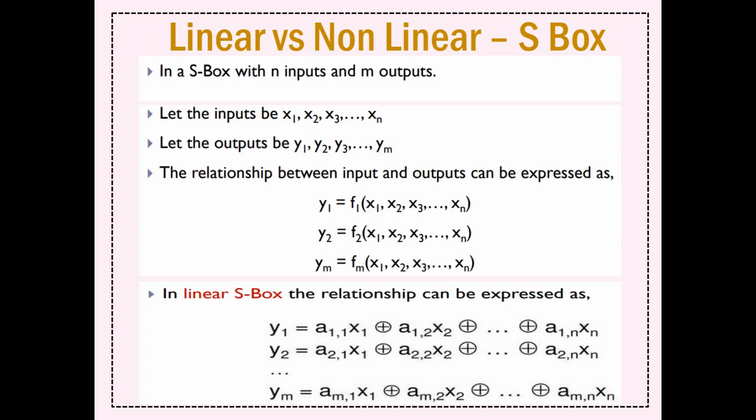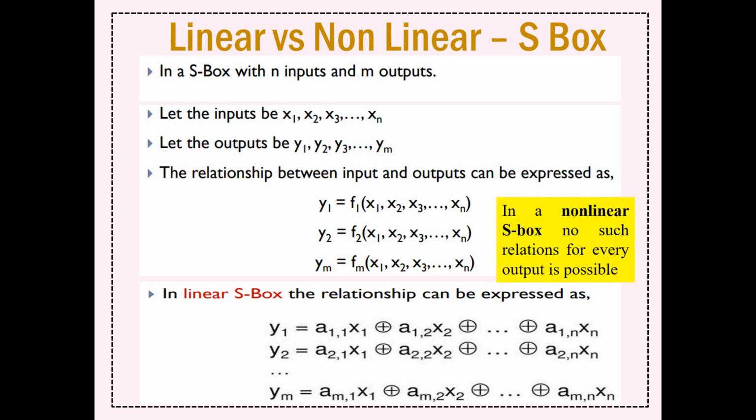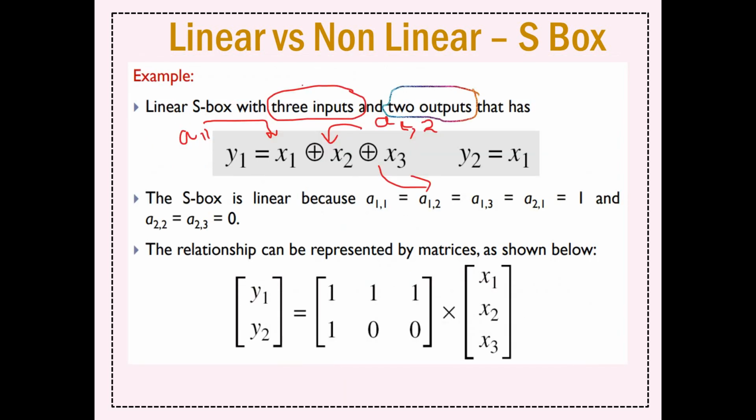Keeping this in mind, we found that there can be a linear Sbox, in which a linear relationship exists between the input and output. In those cases, we can have a scenario like this, where x1, x2, x3 are the inputs and y1 and y2 are the two outputs. So 3 inputs and 2 outputs. This is the scenario we are in, and in that case we can represent it in terms of some kind of a matrix going forward.